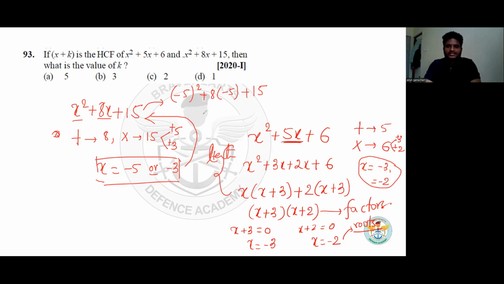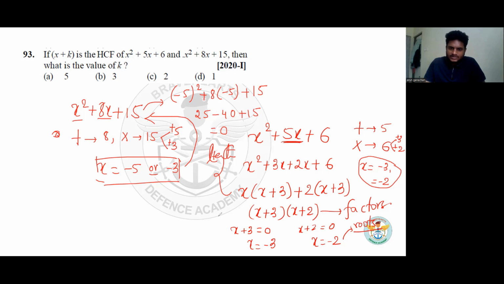Yes or no? Now what is minus 5 the whole square? 25. 8 into minus 5 is minus 40, plus 15. What is 25 plus 15? 40. What is 40 minus 40? 0. Getting this? What have we done here? The meaning of our roots is that if you substitute it in the given equation, your answer will turn out to be 0. Understanding what we are trying to do here?